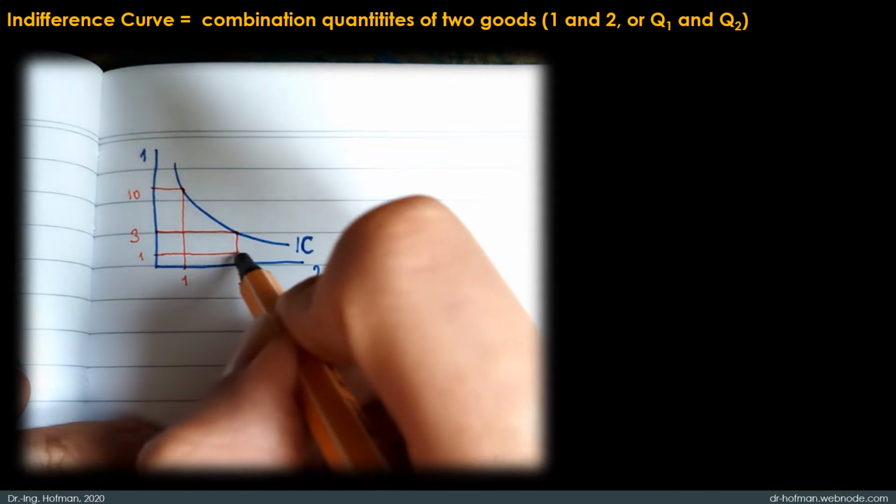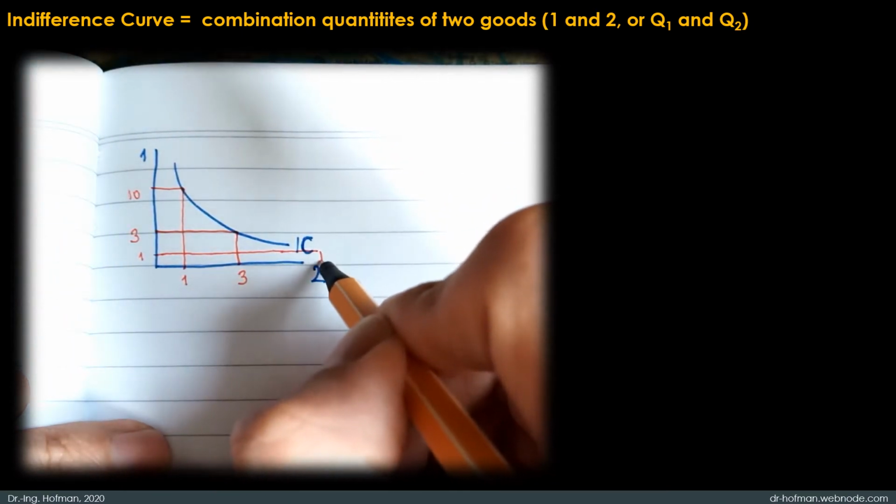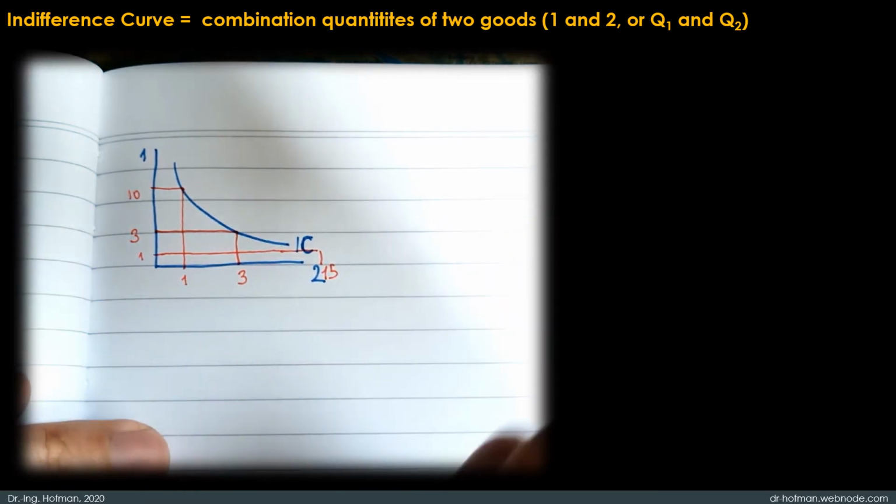For example, 10 pieces of good 1 and 1 piece of good 2 bring the same utility as 3 pieces of good 1 and 3 pieces of good 2, or 1 piece of good 1 and 15 pieces of good 2.